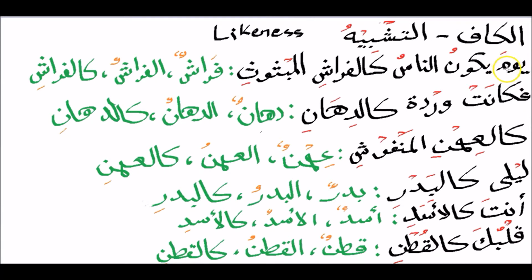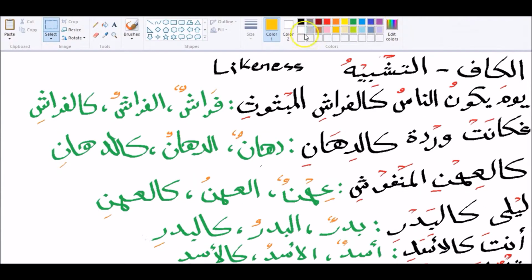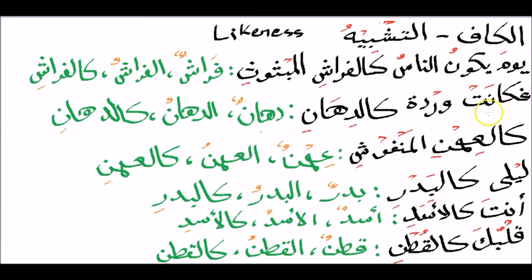مثال ذلك: يوم يكون الناس كالفراش المبثوث. يوم here is an ism, which we call ظرف زمان. But it is an ism also because it takes تنوين.